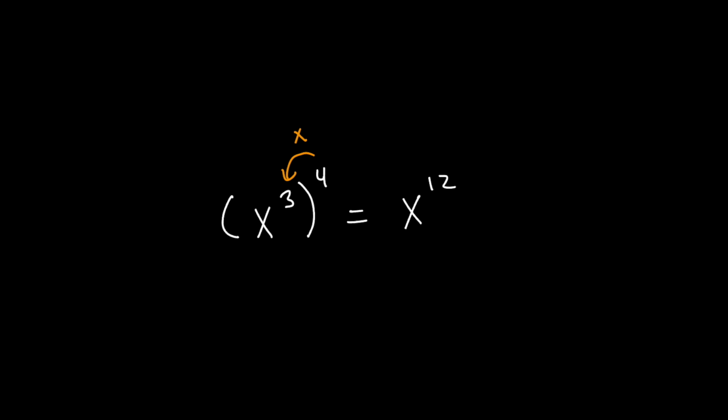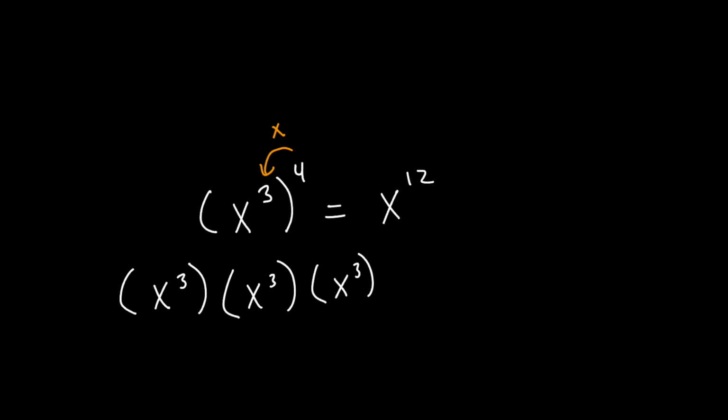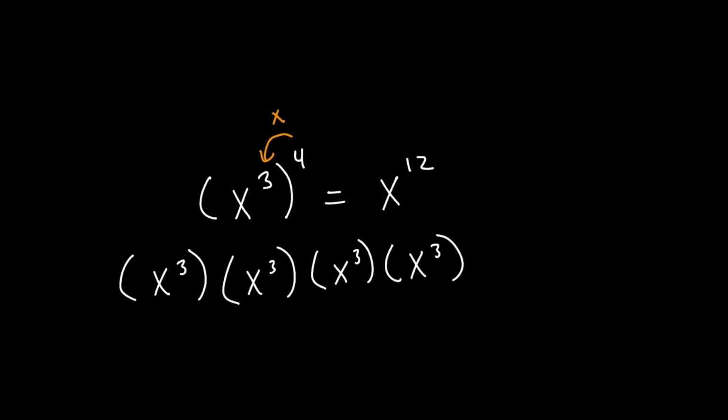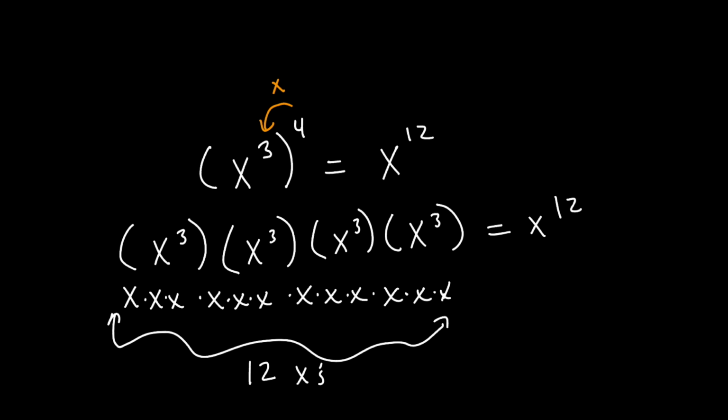When we have x to the power of 3 and the exponent of 4 is on the outside, this is the same thing as saying x to the power of 3 times x to the power of 3 times x to the power of 3 times x to the power of 3. If we simplify these variables, we will get a total number of 12 x's, which if you multiply this together, you will get x to the power of 12. This also works with negative exponents as well.